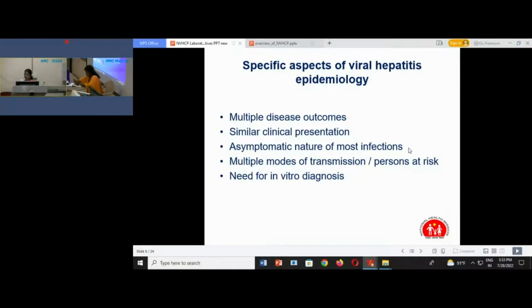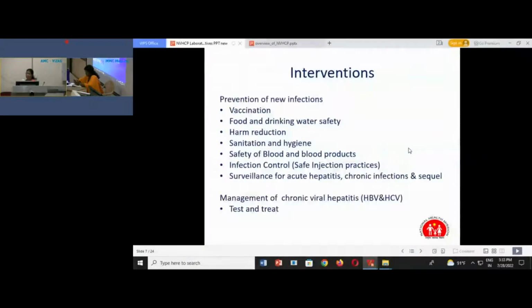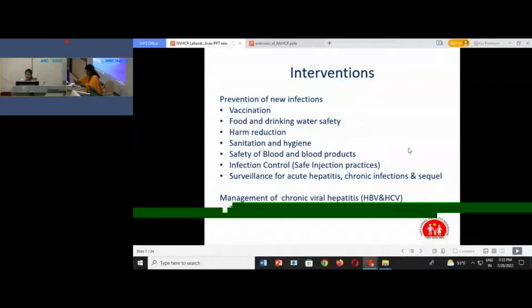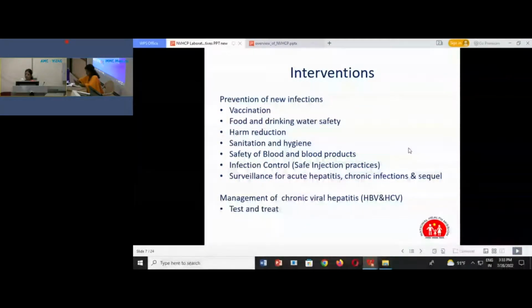There is an asymptomatic nature of most infections. There are multiple modes of transmission, and also persons at risk, and there is a need for in vitro diagnosis. The interventions are to prevent new infections by vaccination, food and drinking water safety, harm reduction in high-risk groups, sanitation and hygiene, safety of blood and blood products, infection control by providing safe injection practices, and surveillance of acute hepatitis, chronic hepatitis, and its complications. Management of chronic viral hepatitis B and C is by testing and treating them.